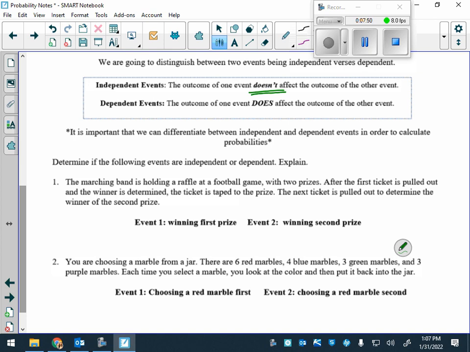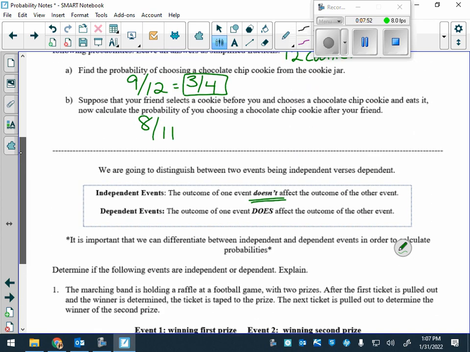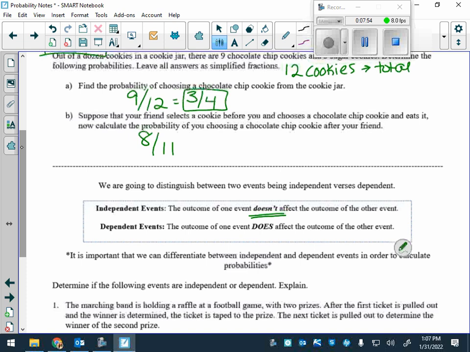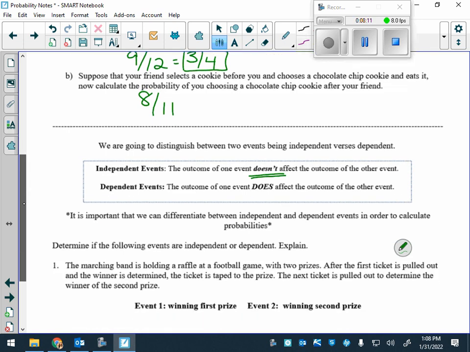So, looking at our previous example, for B, would this be a dependent event? Yeah, your friend and then you, right? Two separate events happening, but one cookie was chosen and eaten, was not replaced, so therefore it was dependent events.